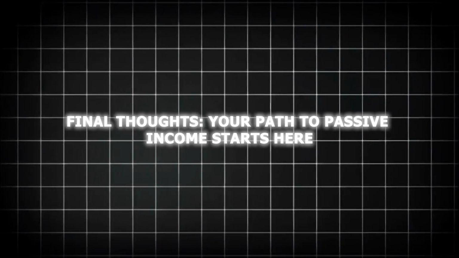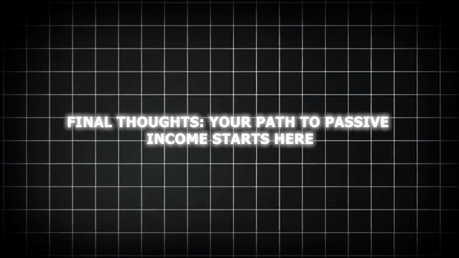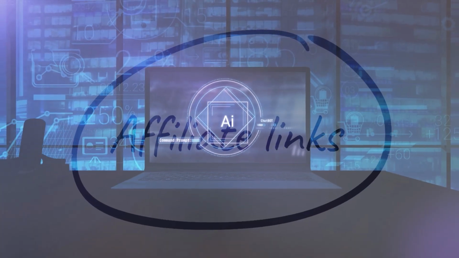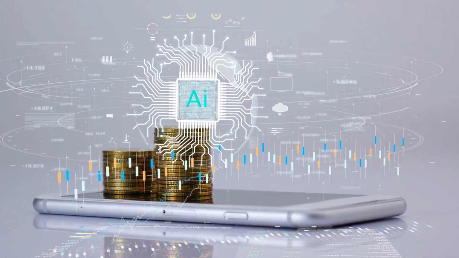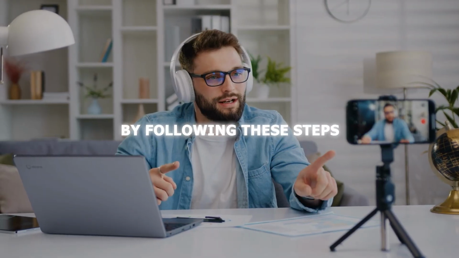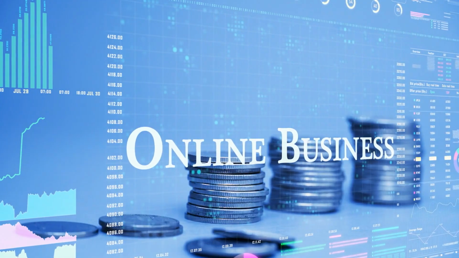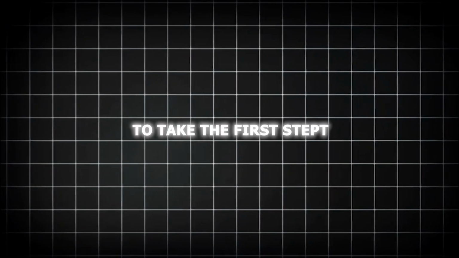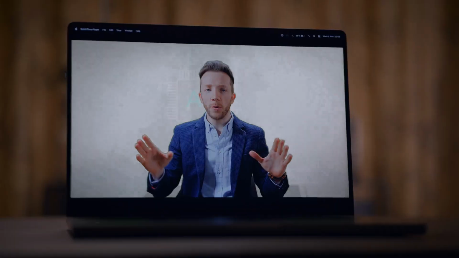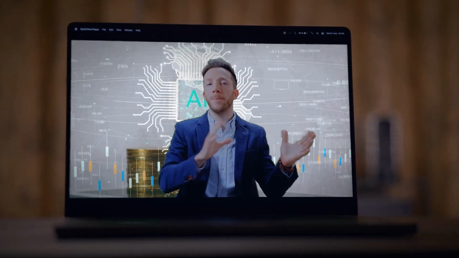Final thoughts: your path to passive income starts here. Affiliate marketing powered by AI is a revolutionary way to build a sustainable passive income. By following these steps, you can create a profitable online business with minimal effort and investment. So, are you ready to take the first step toward financial freedom? Start by replicating the method outlined in this video.